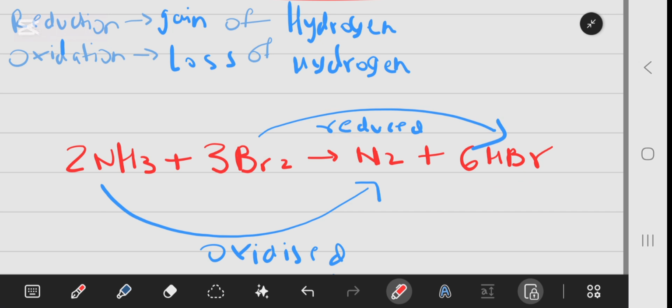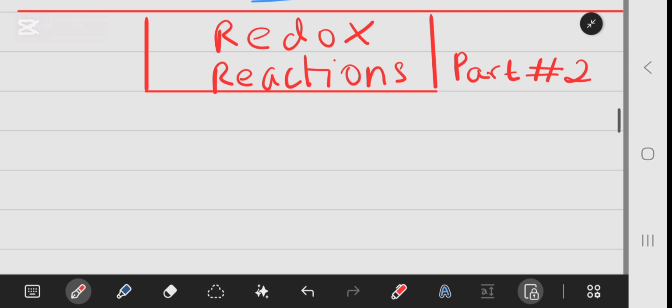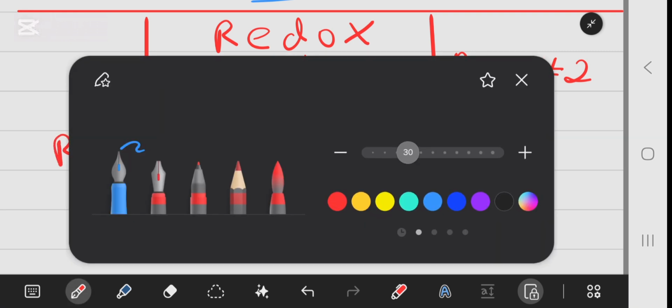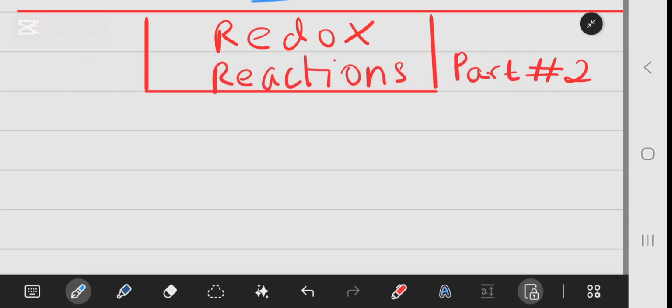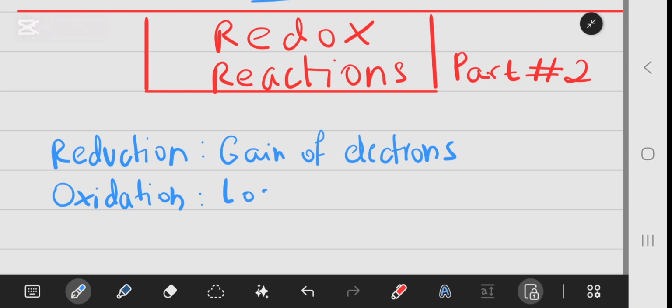Having said all this, the third point that defines oxidation and reduction is in terms of electrons. So reduction is gain of electrons, and oxidation is the loss of electrons.